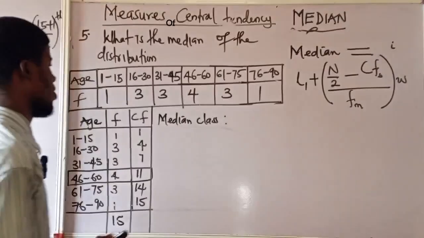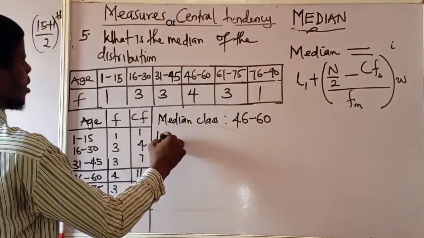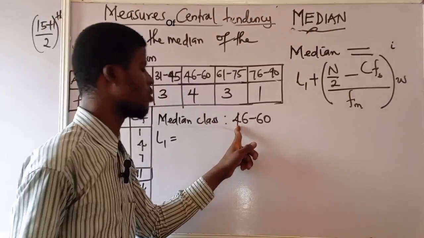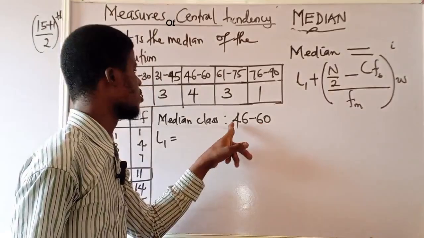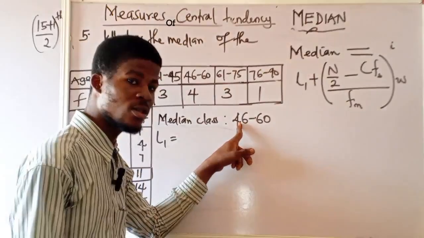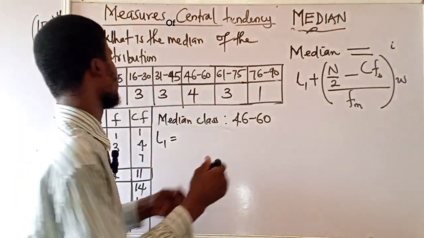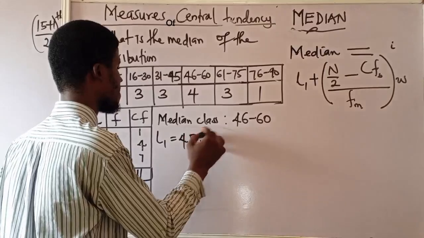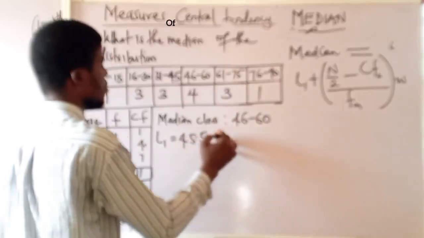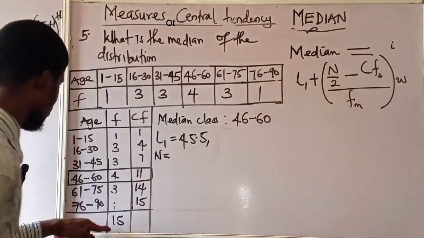That's it. So we have 46, so 60. L1, lower class boundary. This is 46. This is 60. To get the lower class boundary, we subtract 0.5 from 46, and that is 45.5. That's the lower class boundary. N is the total frequency, and that's what? 15, right?